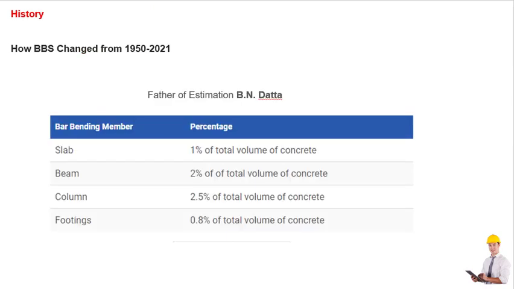So let's look into the history of bar bending schedule. Actually, bar bending schedule was started in the 1950s, and B.N. Datta is known as the father of estimation, right? He found this method of bar bending scheduling in the 1950s. So from 1950 to 2021, a lot of modifications and enhancements happened in our world.